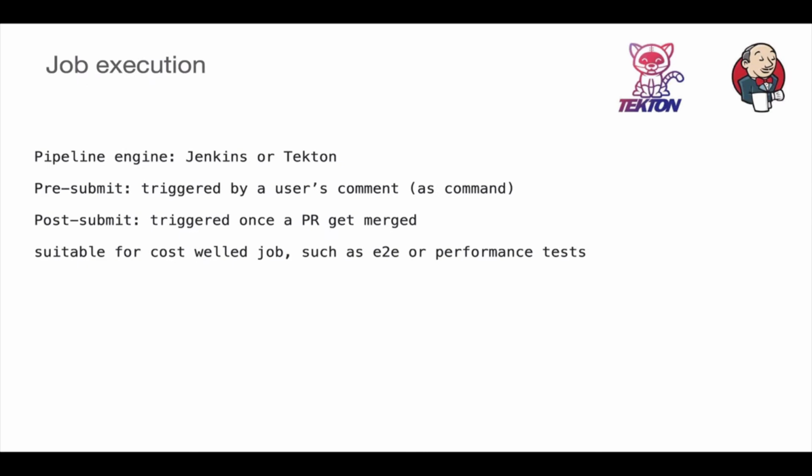Job execution. Lighthouse supports two kinds of pipeline engine. It could be Jenkins or Gitea. The job could be pre-submit or post-submit. Pre-submit jobs are triggered by a user's comment. For example, /test and a name. Post-submit jobs are triggered once a pull request gets merged. This is suitable for cost-aware jobs, such as an E2E performance test.